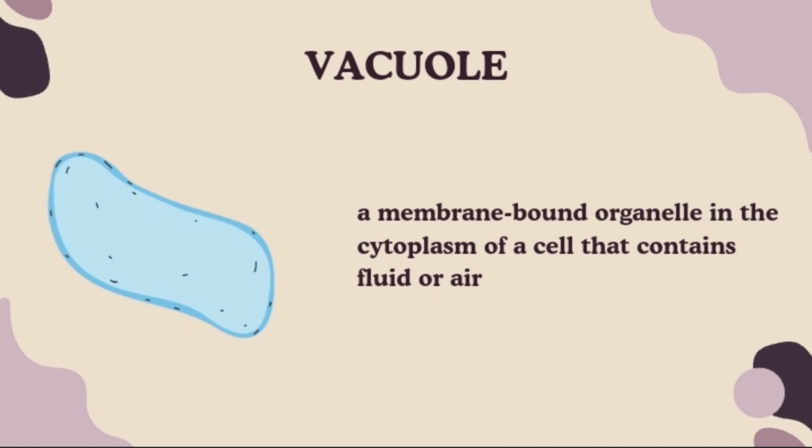The next one is the vacuole. Vacuoles are essentially larger vesicles. They are membrane-bound organelles that have no specific shape and contain water with a number of different compounds within it. Their function varies greatly depending on the type of cell they are part of.